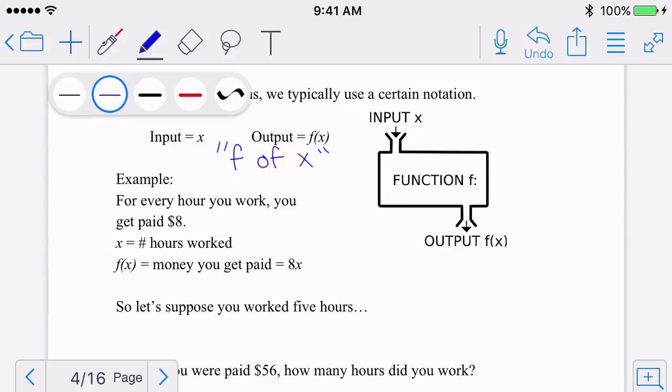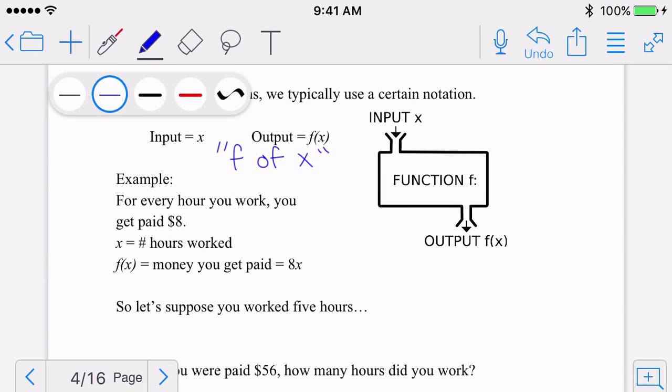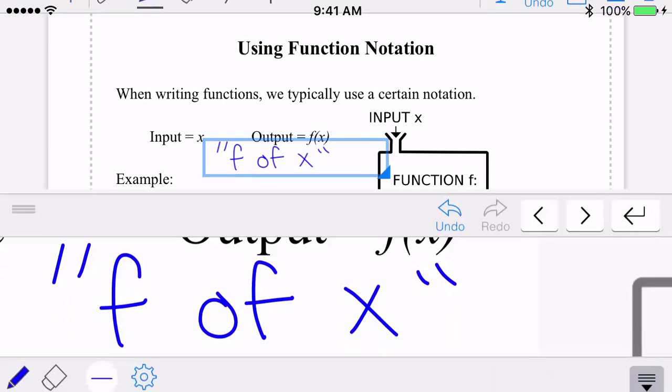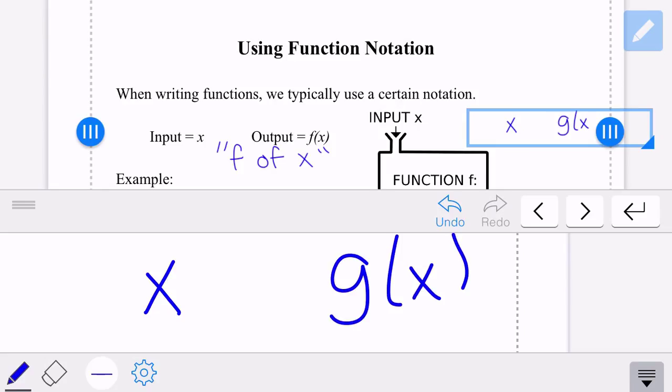And a reminder again, it doesn't always have to be x and f of x. It can be some other stuff. So we'll put some samples over here. Like you could have x, and maybe instead of just calling the function f, maybe we're saying a function g, and we're saying g of x. That letter can be whatever we really want it to be.